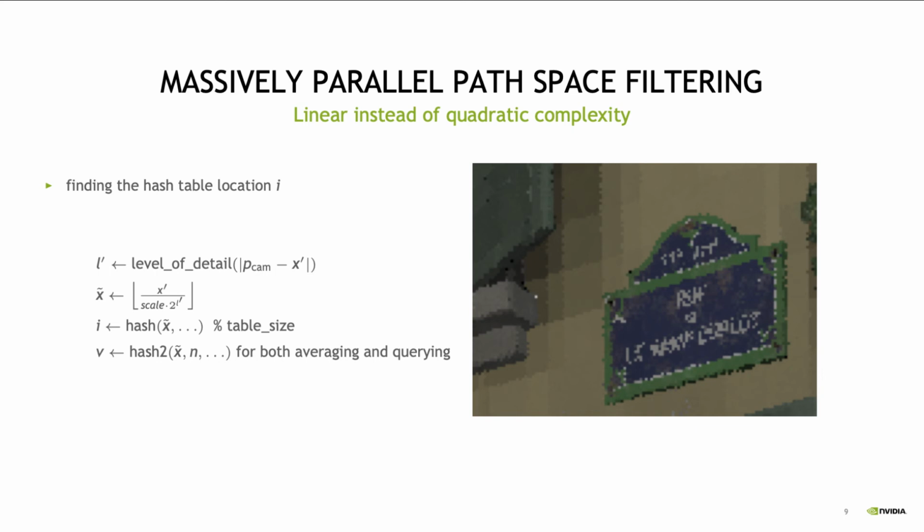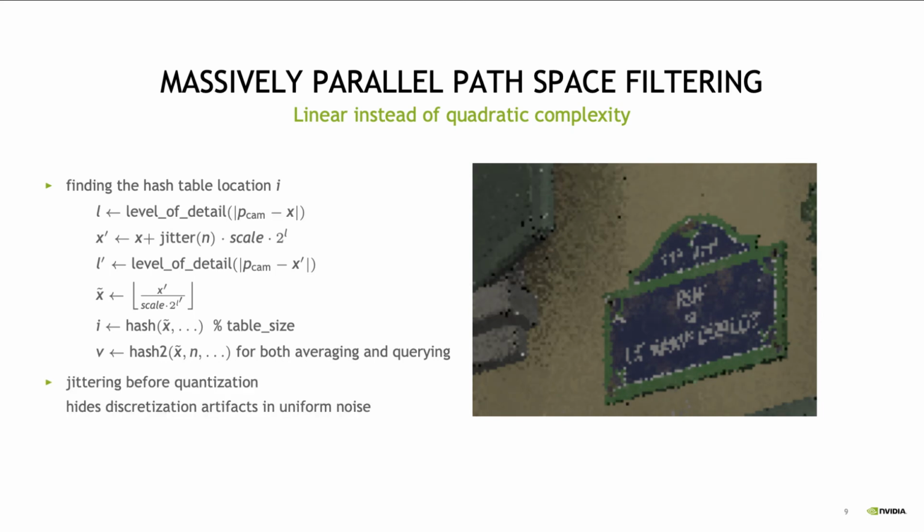This is an example of the procedure in which the first steps that perform jittering are omitted. Again, like in the two-dimensional example, you can see the grid structure imposed by quantization. Adding back the jittering steps hides these discretization artifacts in uniform noise. In this example, filtering was performed in the first ray surface intersection, which makes the grid structure visible.